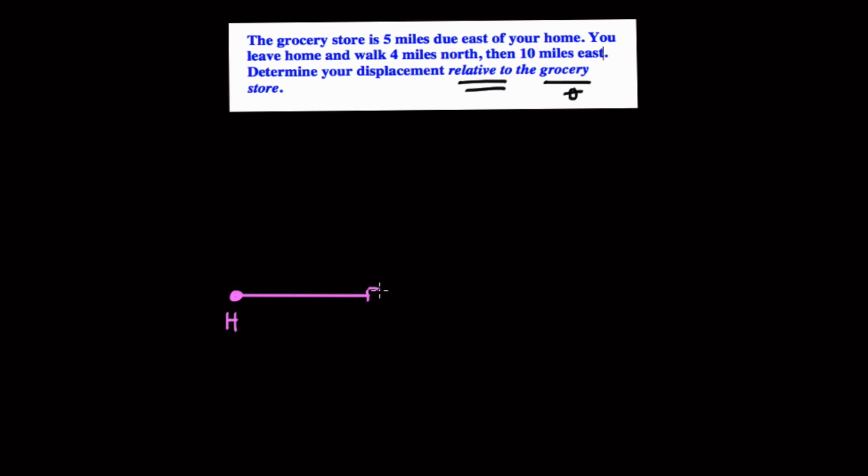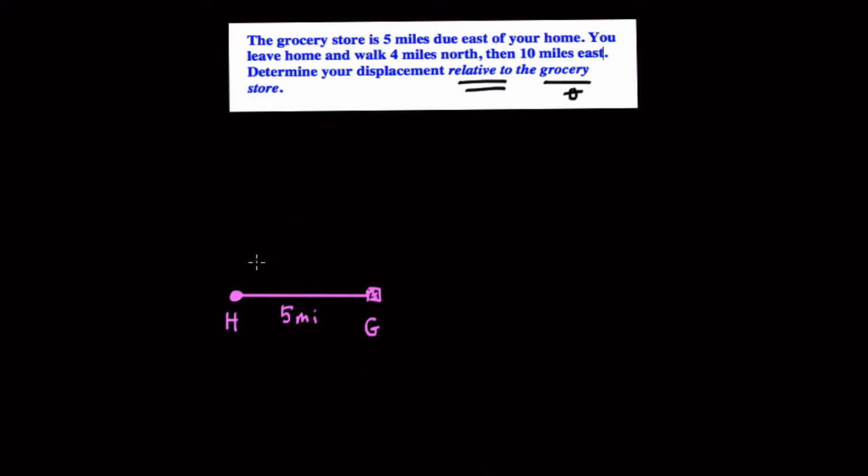I'll make that a square so we know it's something different. And this is the grocery store. And this is 5 miles. So that's what I'm given. And I need this information because my initial distances that I travel are given relative to my home, but then I'm asked to find my final position relative to the grocery store, so I'm going to need to know this.